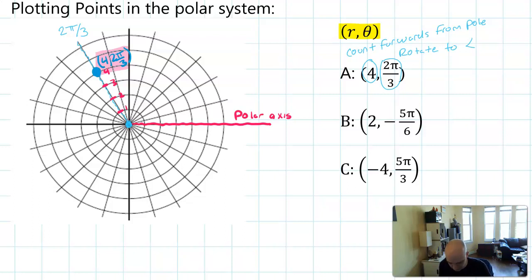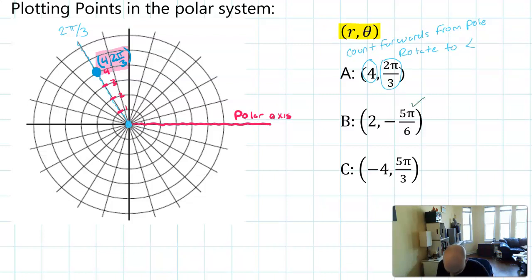It might help to put the polar axis in. That's where you're always going to start counting your angles, is from that polar axis, positive x-axis, just like in rectangular angle situations. You might want to try B and C on your own before I do it. So, take a pause and check it out on your own if you want to. All right, so let's do 2 comma negative 5 pi over 6.